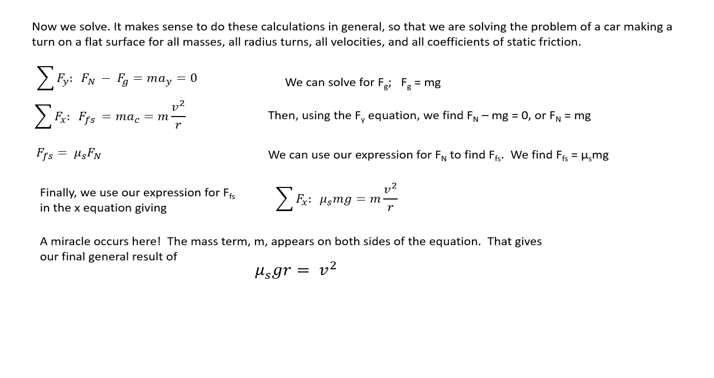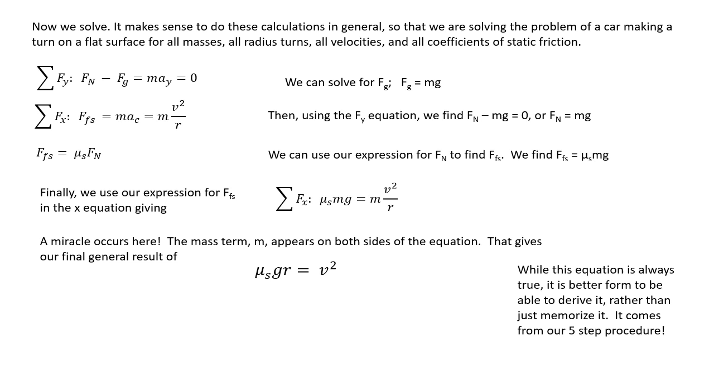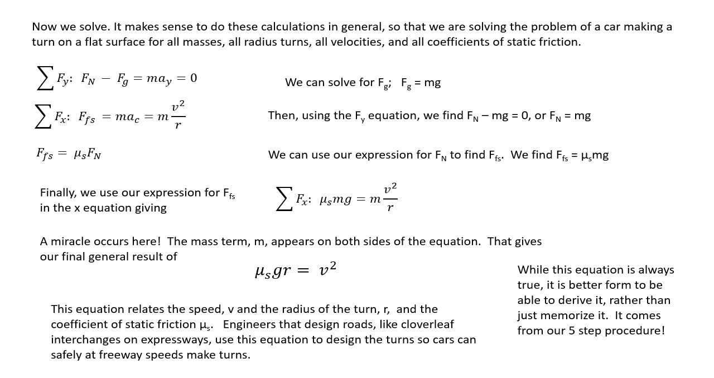So I get this final result that mu_s g r is equal to v squared. This is our general equation. This equation is always true. I would much prefer that you're able to derive it by drawing a picture, identifying forces, defining coordinate systems, and so on, following our procedure, than to just memorize it. It does come from our 5-step procedure.